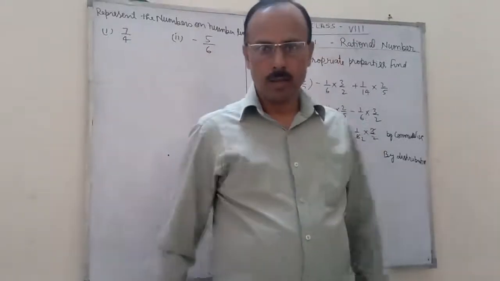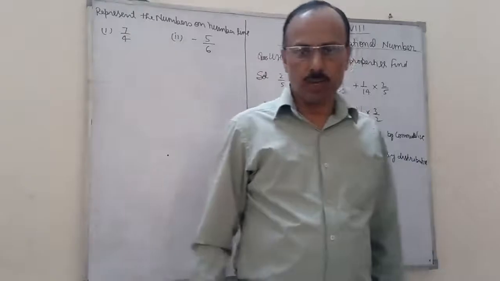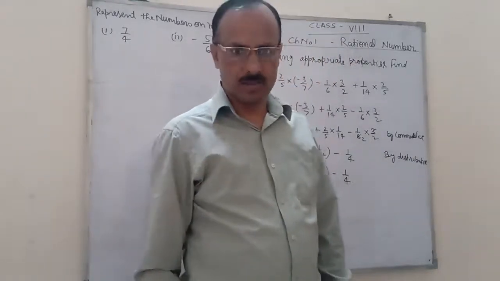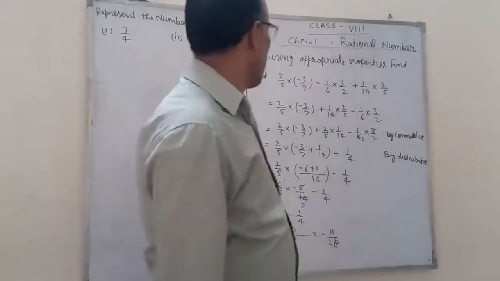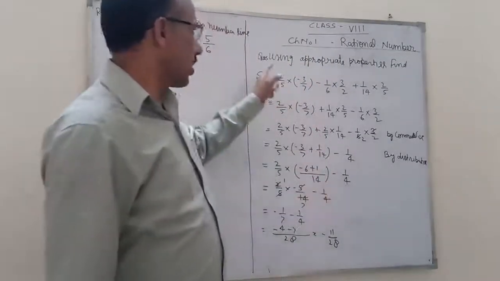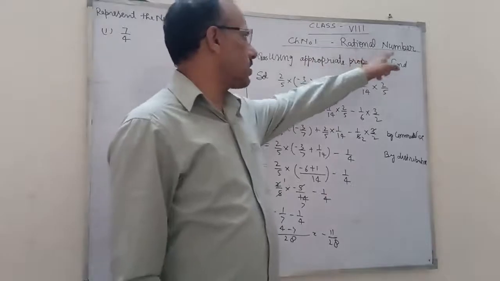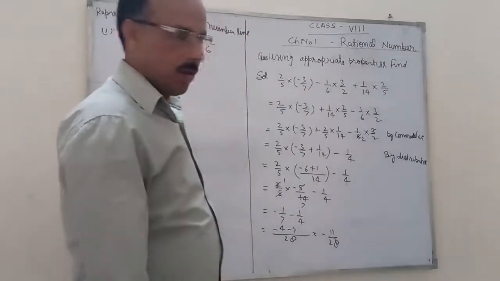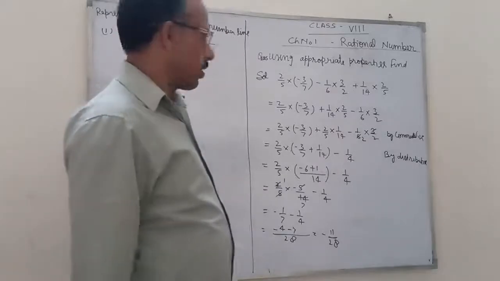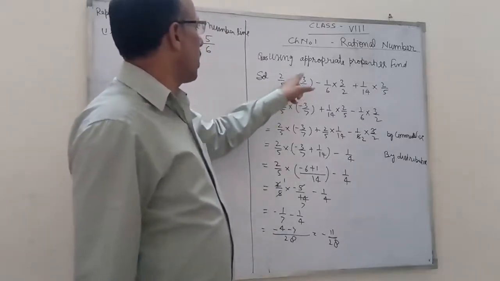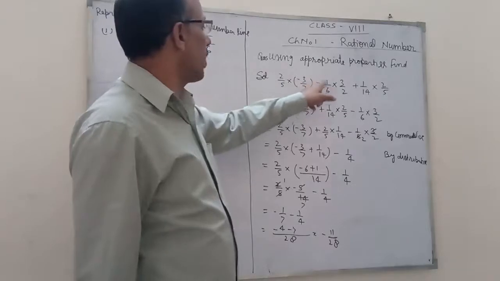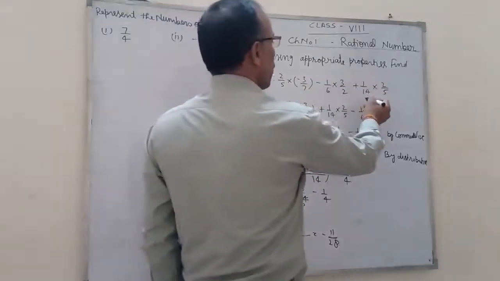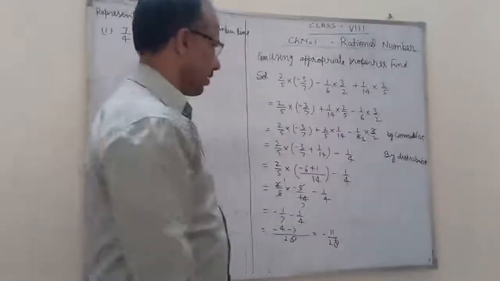Good morning. The next type of problems of chapter number 1, rational numbers, for 8th class. The problem is: using appropriate properties, find the solution of this. We have 2 upon 5 into minus 3 upon 7 minus 1 upon 6 into 3 upon 2 plus 1 upon 14 into 2 upon 5.